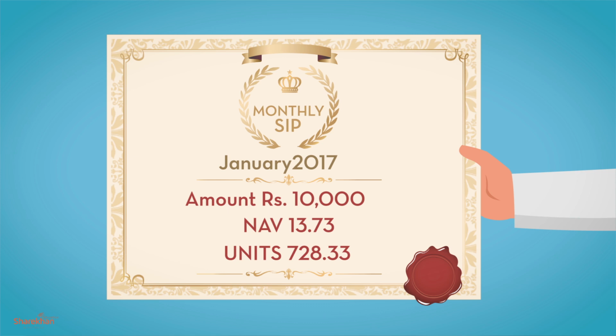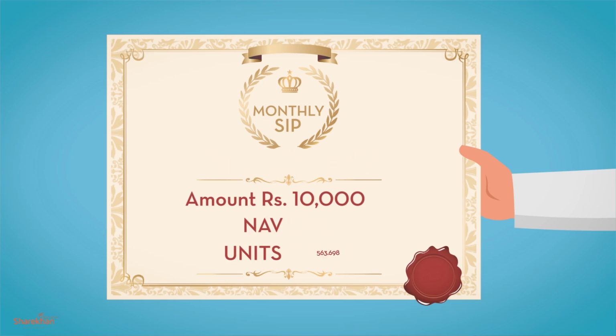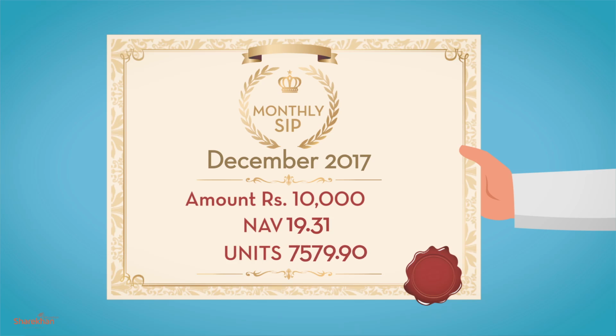Now let's imagine that the markets performed outstandingly well over the course of the year and the NAV kept rising bit by bit every single month, ending up at 19.31 come December end. This would leave you with a total of 7,579.90 units in hand, and your investment would be valued somewhere around 1,46,367 rupees and 85 paise.